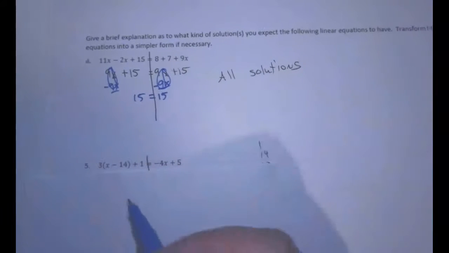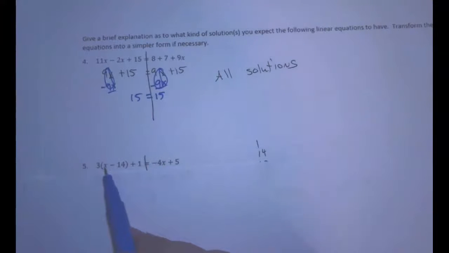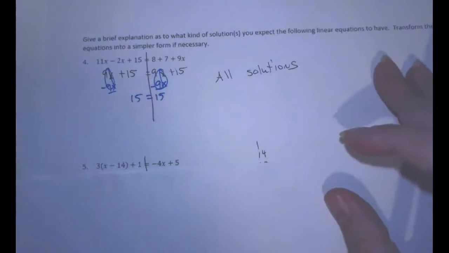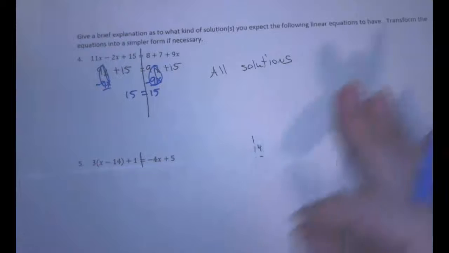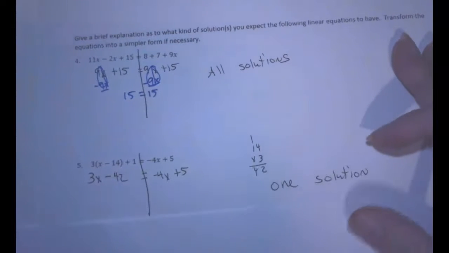Okay, moving on to the next one. For this one we would need to distribute. And when I distribute, I'm going to get 3x here, and then I'm going to have negative 4x. So when I combine my variables by moving them both to the same side, I'm going to end up with variable on one side and then number on another. So I feel like that's going to give me one solution.